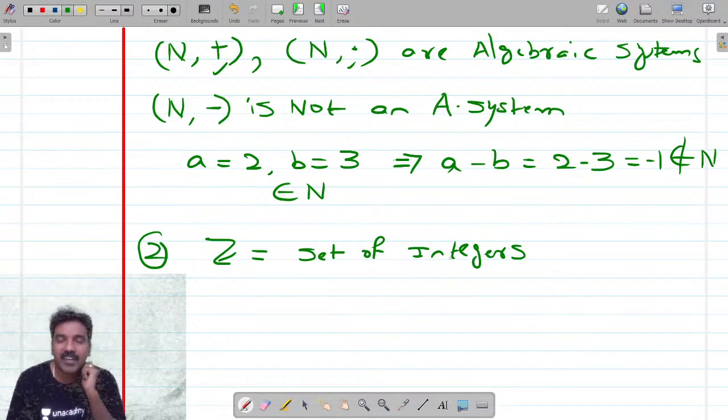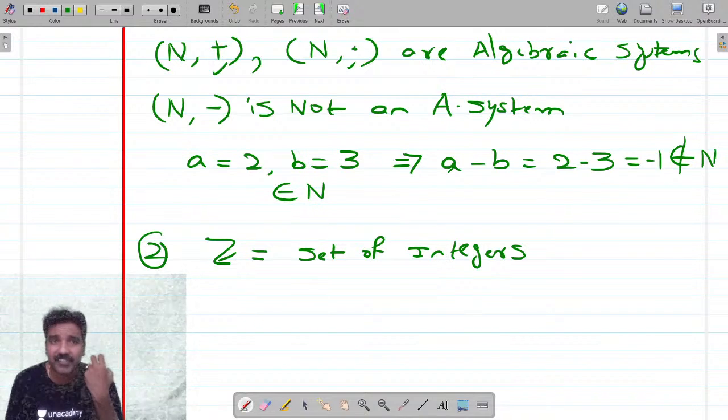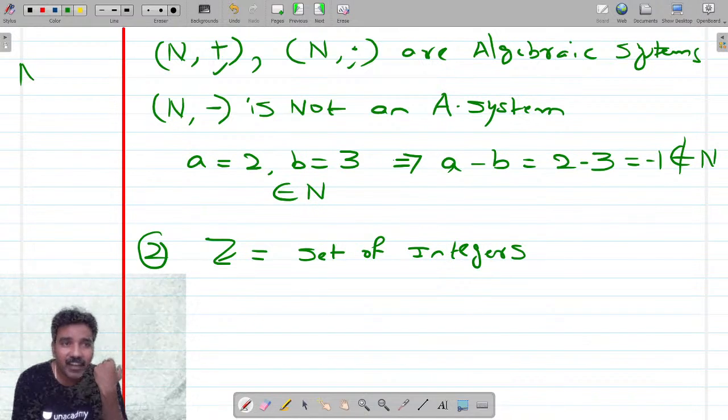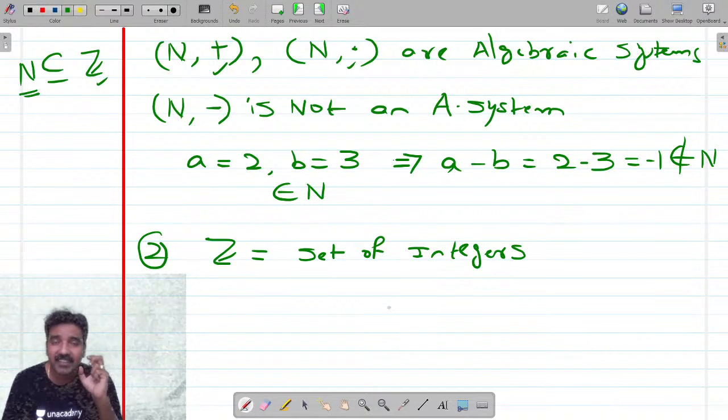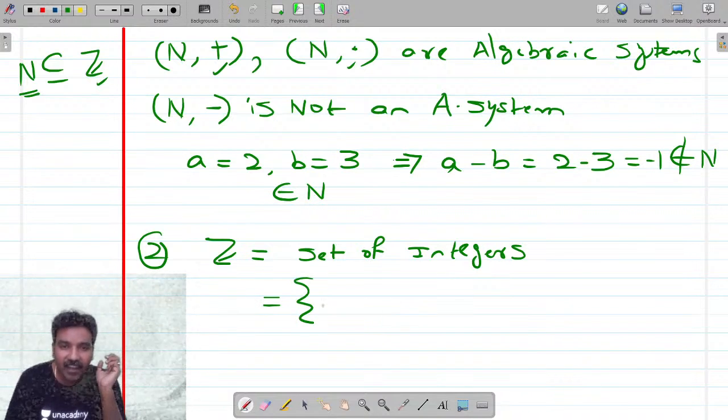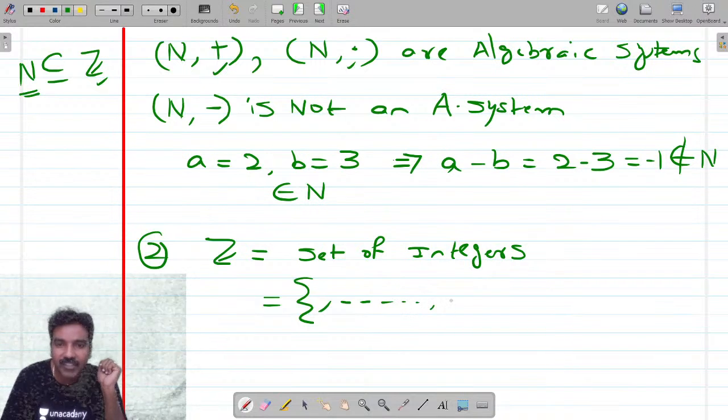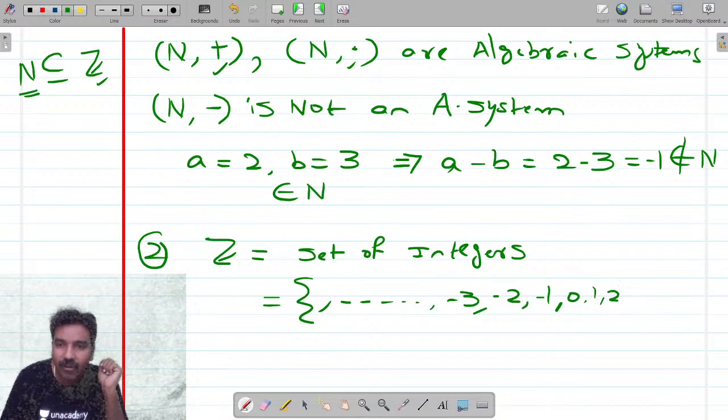How are the elements in integers? Integers is a superset of N. Generally, natural numbers is a subset of Z. Every natural number is an integer value. In natural numbers, only positive integers are there. In the set of integers, along with the positive you can have the minus sign, along with the zero also. So here I can have infinitely many numbers even from the left side. I can start with minus 3, minus 2, minus 1, 0, 1, 2, 3 and so on.